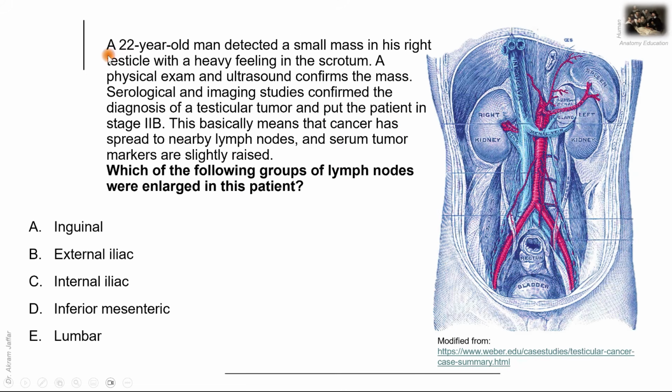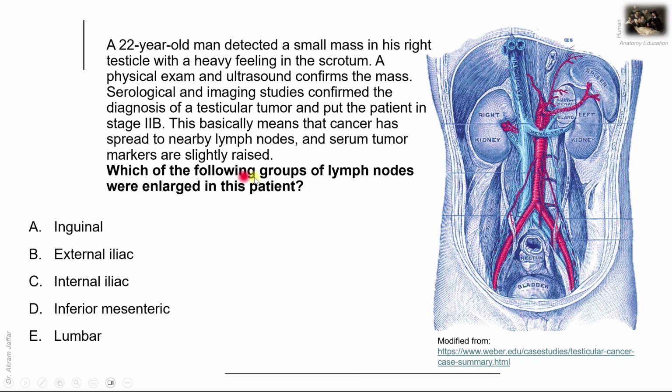Now let's deal with this case regarding the lymphatic drainage of the testis. A 22-year-old man detected a small mass in his right testicle with a heavy feeling in the scrotum. A physical examination and ultrasound confirm the mass. Serological and imaging studies confirmed the diagnosis of a testicular tumor, as well as the staging. So this stage basically means that cancer has spread to nearby lymph nodes.